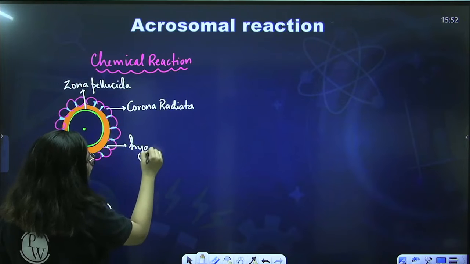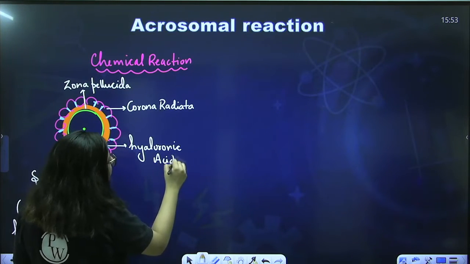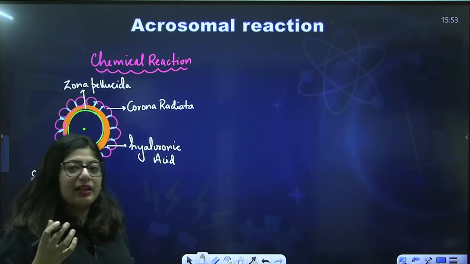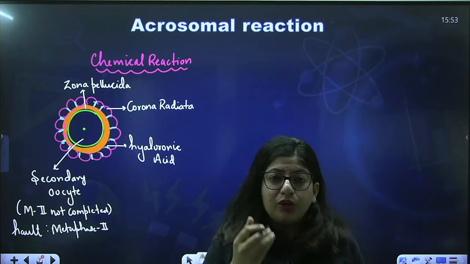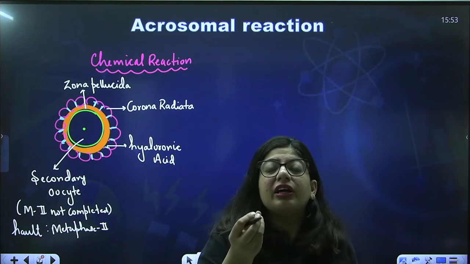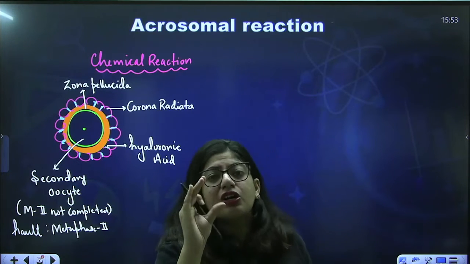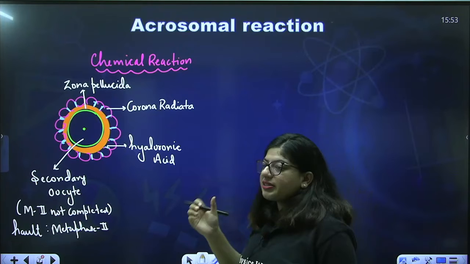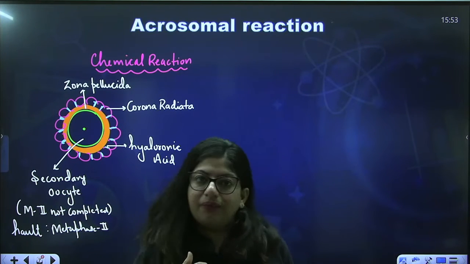What is hyaluronic acid? Hyaluronic acid is basically a mucopolysaccharide. It's a modified sugar. You can find this in aloe vera gel, and in okra, ladyfinger. In ladyfinger there is a sticky substance. So this is a sticky kind of substance. It is acting as a glue between the cells of the corona radiata, right?